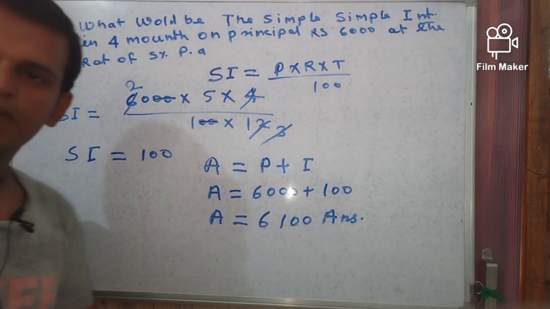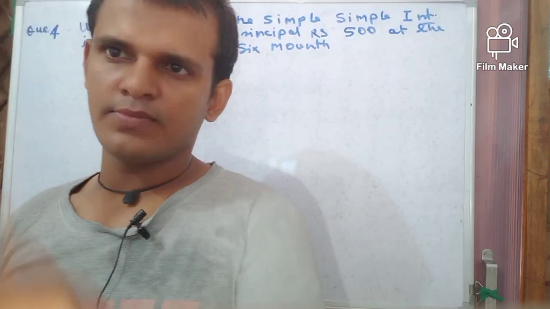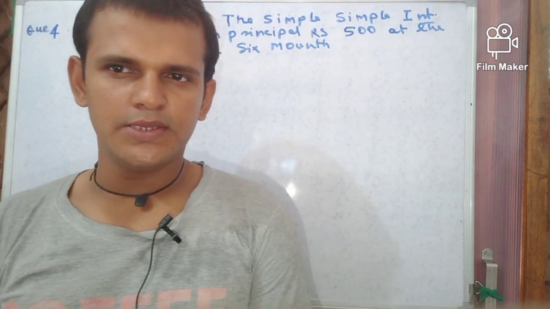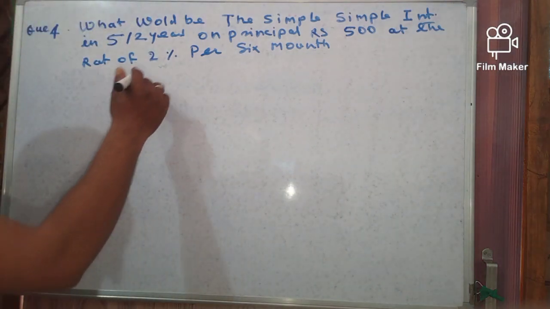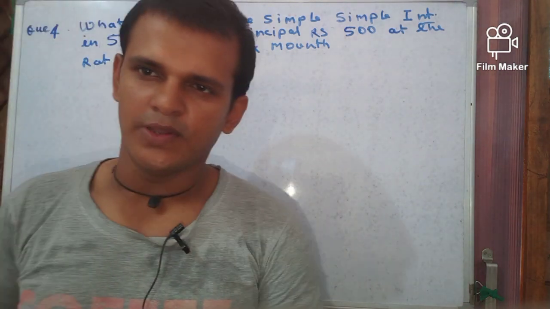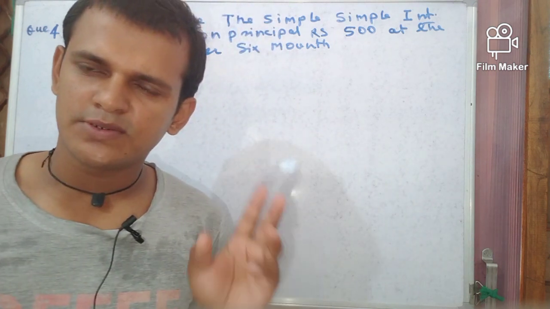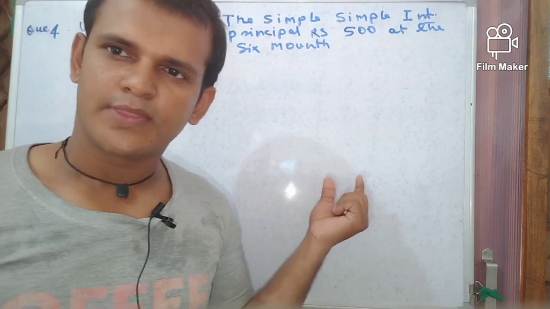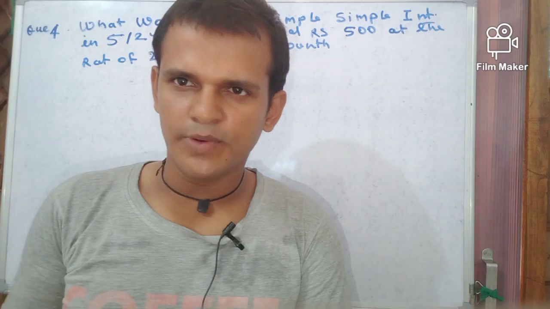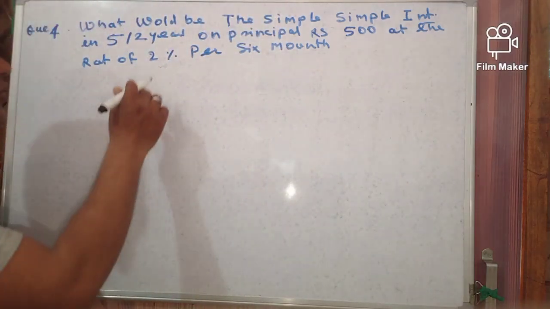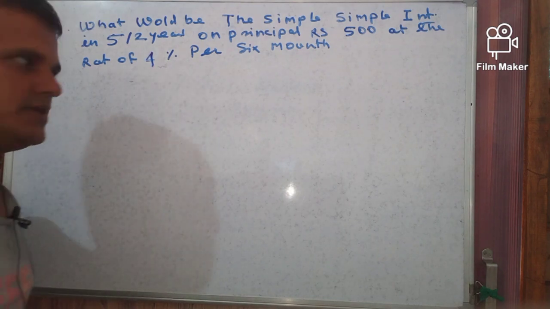Okay friends, so let's move to question number 4. Question number 4 is different compared to the previous questions, because 2% per 6 months is given. In a year there are two 6-month periods, and per 6 months is 2%. So convert it to 4% per year.